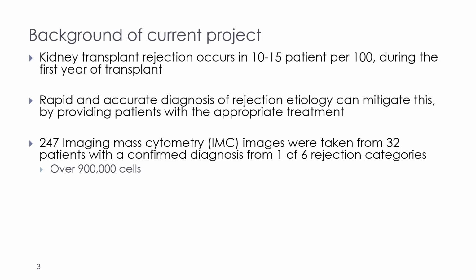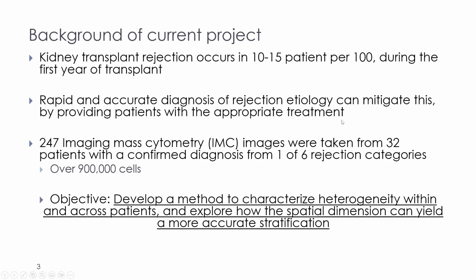So in collaboration with the Mayo Clinic, we received 247 imaging mass cytometry images from 32 archived patient samples bearing a confirmed diagnosis from one of 6 Banff classifications of renal transplant rejection. Our objective was to develop a method to characterize the heterogeneity within and across patients and explore how the spatial dimension can yield a more accurate stratification.